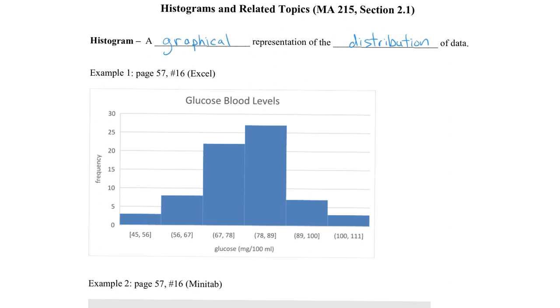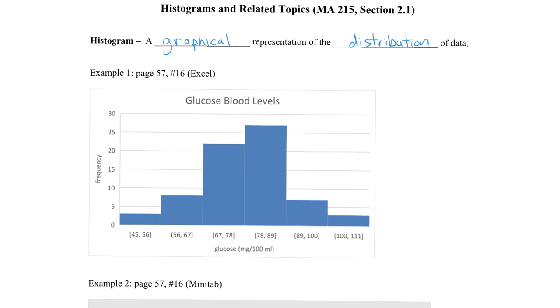So if we have a pile of numbers, it's hard to make sense out of this pile of numbers. What's the average number? What's a typical number? How spread out are the numbers? It's just a bunch of numbers. So what a histogram is, it's a picture of the data.